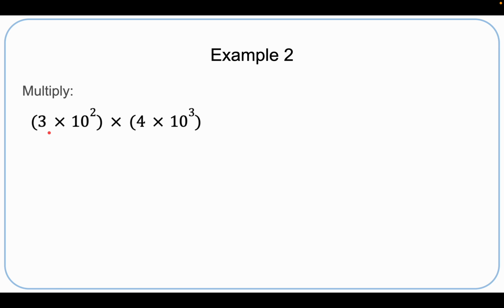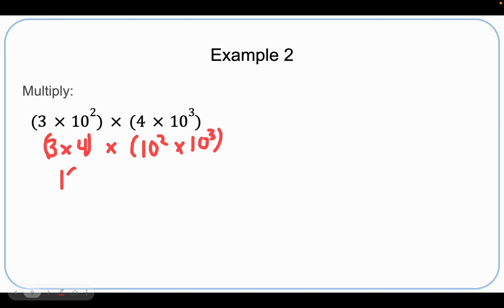All right, and then this other example. So let's regroup our non-exponent numbers. So 3 times 4, and I can put that in parentheses, and then we'll multiply that by 10 squared times 10 cubed. So now we just multiply. 3 times 4 is 12. And then our base 10 with exponents. We add the exponents. 2 plus 3 is 5. So that means we have 10 to the 5th here.